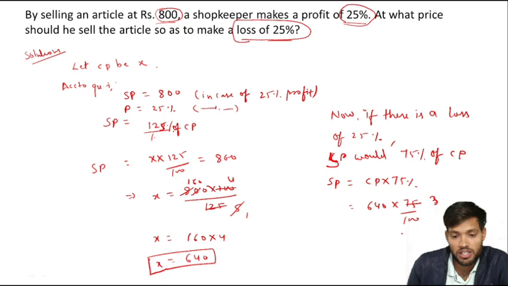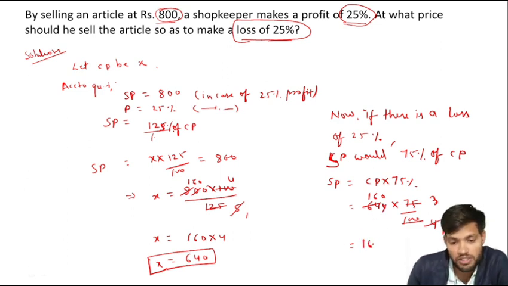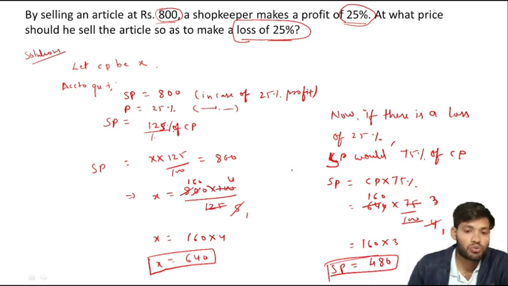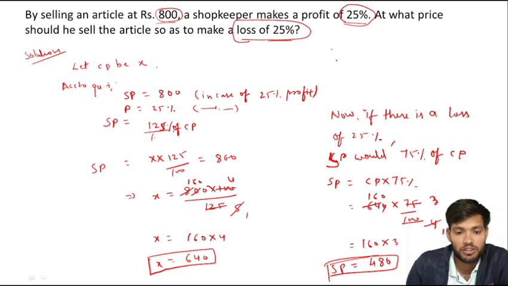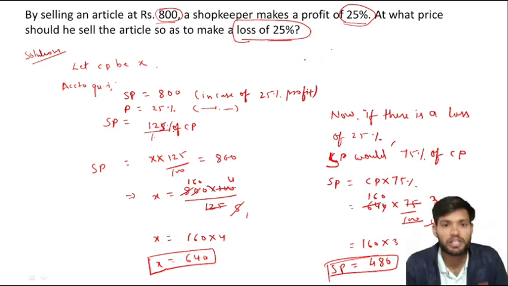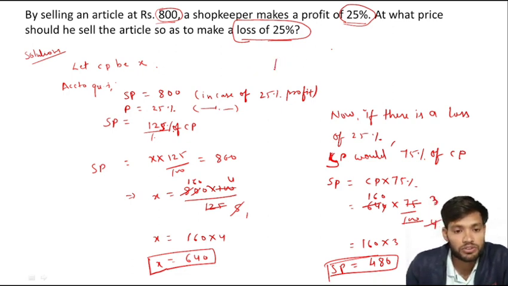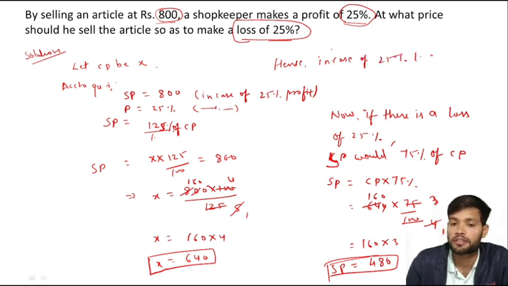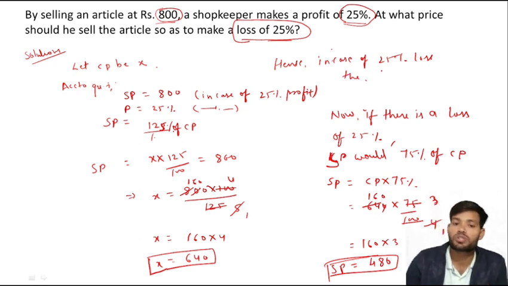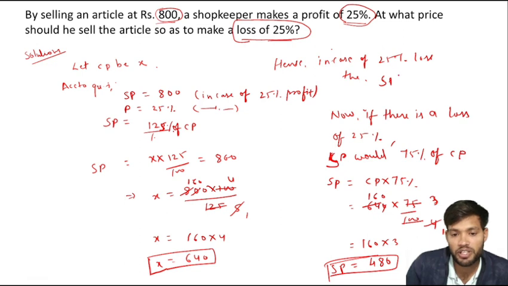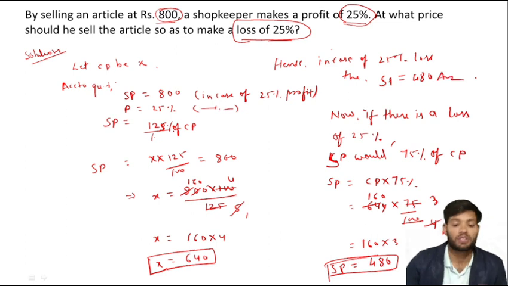25 threes are 75, 25 fours are 100, 4 ones are 4, 4 sixes are 24, then 160 into 3, it will become 480 selling price. So I will write here, you have to write the question as a note, a conclusion line at the last of the solution. Hence, in case of 25% loss, the selling price will be 480. Answer.